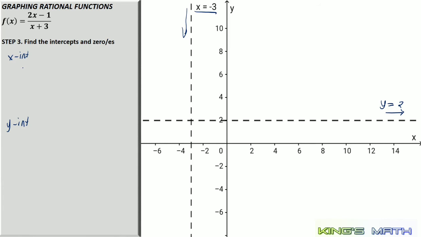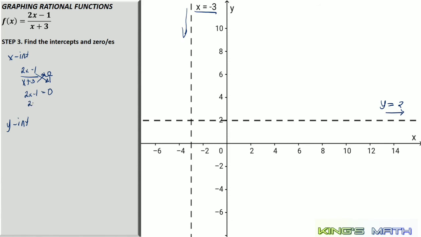To solve for the x-intercept, we are just going to equate the function to 0, and that will be (2x minus 1) all over (x plus 3) equals 0. And then we're going to solve for x. So we can cross multiply this one. We have here the denominator 1. 2x minus 1 times 1 is simply 2x minus 1 equals x plus 3 times 0 is simply 0. Then simplify.